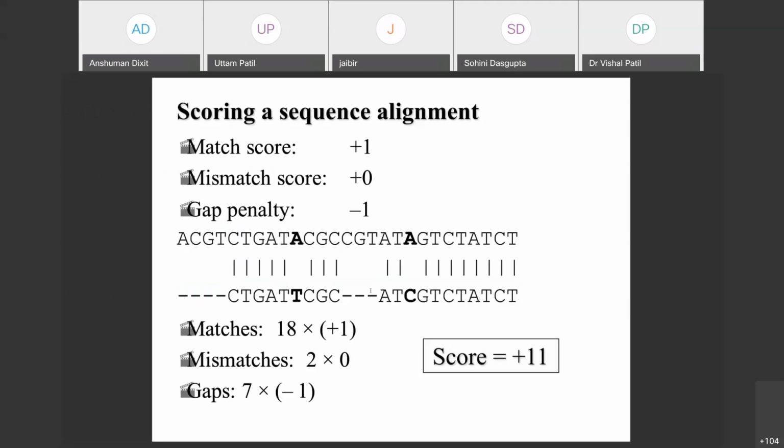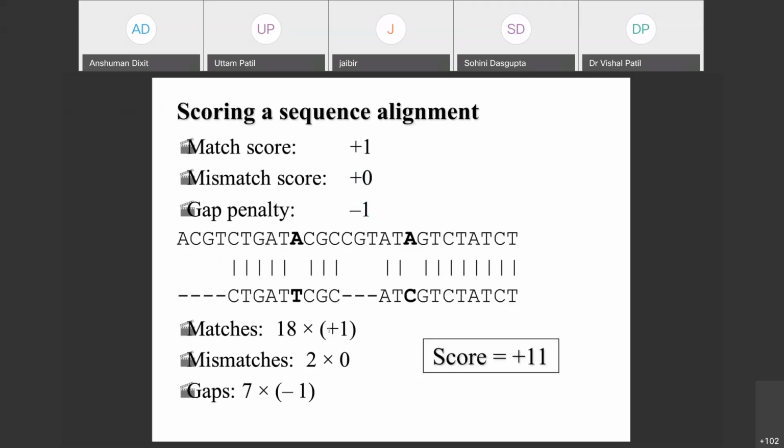So how can we say this alignment is good or bad? One way is to see what is the score of the total alignment. Let's say there is a general scheme, which shows you have a match score of +1, a mismatch score of 0, and a gap penalty of -1. So using a simple scoring scheme, you can actually score the alignment between two nucleotide sequences.